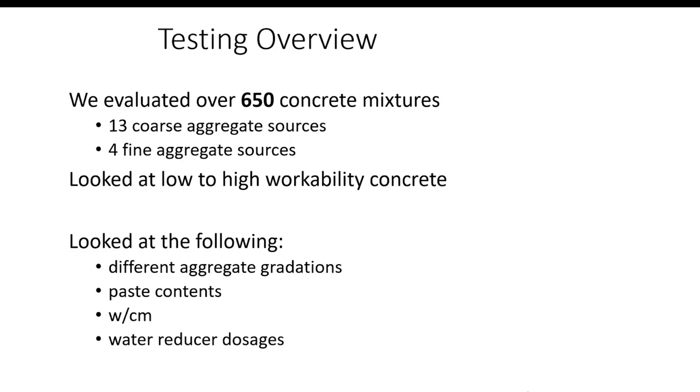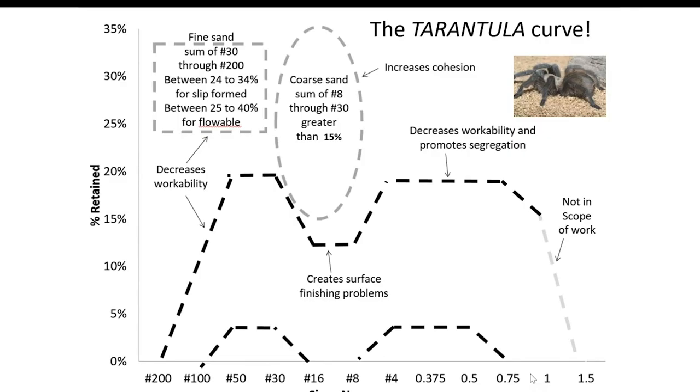So what we did, we took all of these different tests, and we looked at 650 different concrete mixtures, 13 different coarse aggregates, 4 different fine aggregates, from 0 slump to 8 inches of slump. We looked at different aggregate gradations, different paste contents, different water to cement ratios, different water reducers, different admixtures. Ladies and gentlemen, we went crazy. And what I'm going to do here is summarize all of this testing, more than $1 million in testing, with one graph, and that's the tarantula curve. I'm going to take everything and put it on this one graph.